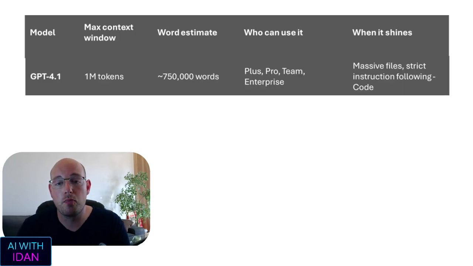Finally, we have the 4.1. 4.1 has a huge context window, 1 million tokens, 750,000 words. It can handle massive files, and I call it the coding model. It can write code snippets of 400, 500 lines in one go, maybe even more, and I just wasn't able to break that 500 line cap. It's not a cap, it's just how much I was able to code with it. When you need to code, go 4.1.